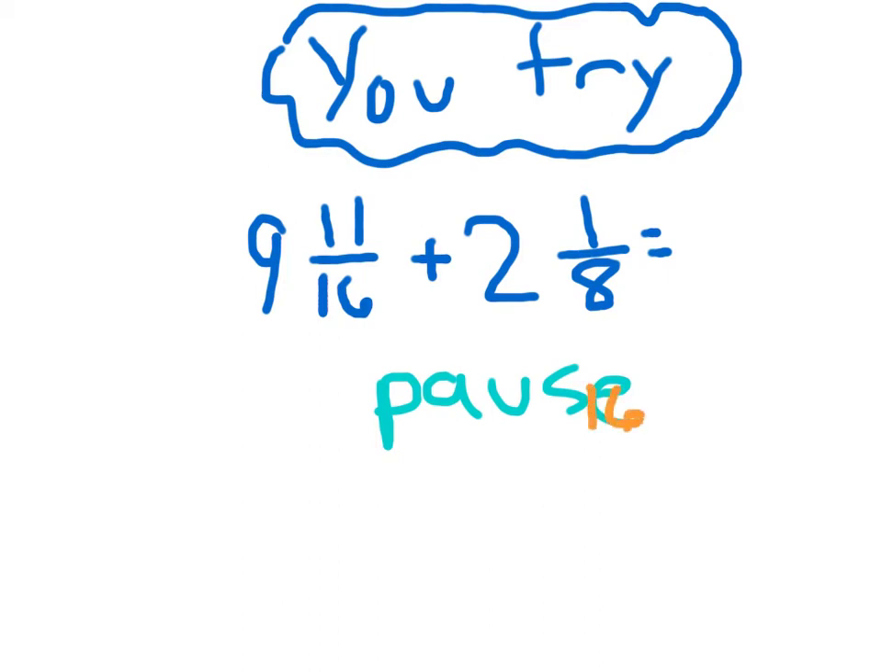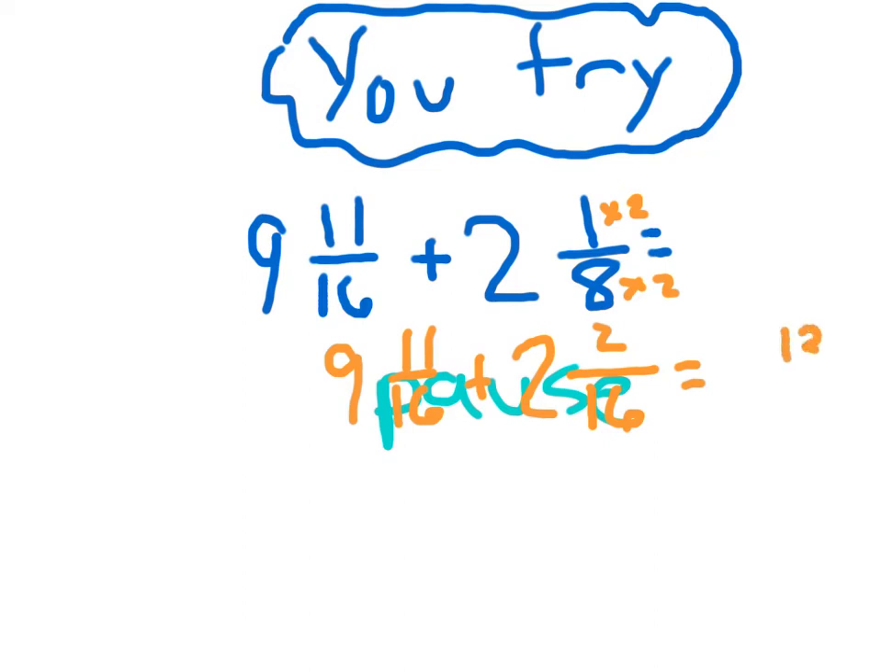One of the easier denominators to choose is 16ths, and to get 1/8 to 16ths, we multiply by 2 in the numerator and denominator, and so we have 2/16 plus 9 and 11/16. 11 plus 2 in the numerators for the 16ths is 13/16, and 9 and 2 is 11. So we have 11 and 13/16, which is in simplest form. 13 is a prime number, and 16 is not divisible by 13.